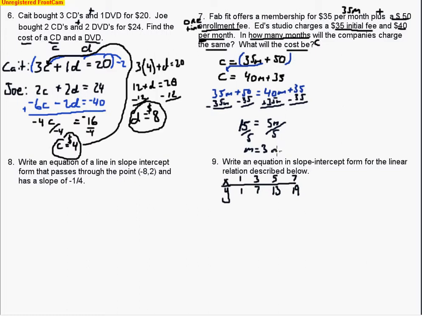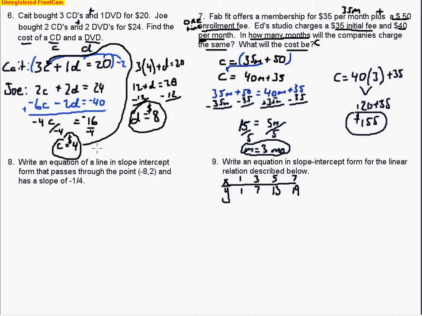So 3 months. Well, now they want to know, what is that cost going to be? We'll just take that 3 months and put it in place of one of these m's. I'll put it into this equation here. So I'm just going to substitute, rewrite this second equation, Ed's equation, 40 times 3 plus 35. So when I multiply these, I get 120 plus 35 gives me 155. So $155, that is the cost for, and when they'll end up charging the same after those 3 months.